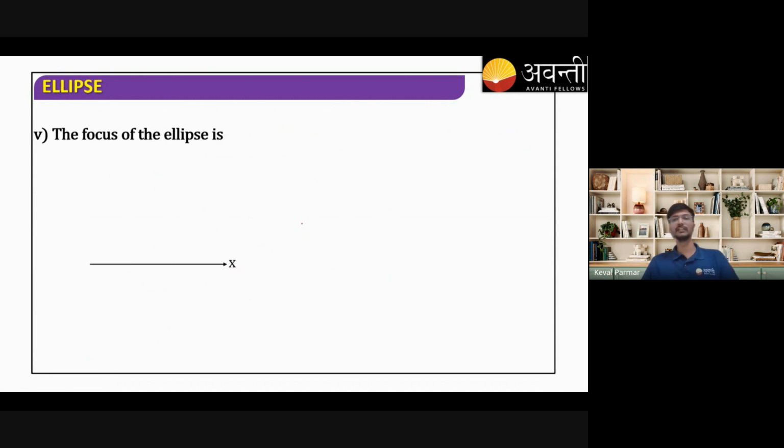So the focus of the ellipse. Now we will define the focus. And as you correctly said, the focus lies on the principal axis. Let's see. This is the ellipse. This is the center, the origin. Here is the focus. The focus lies on the x-axis.